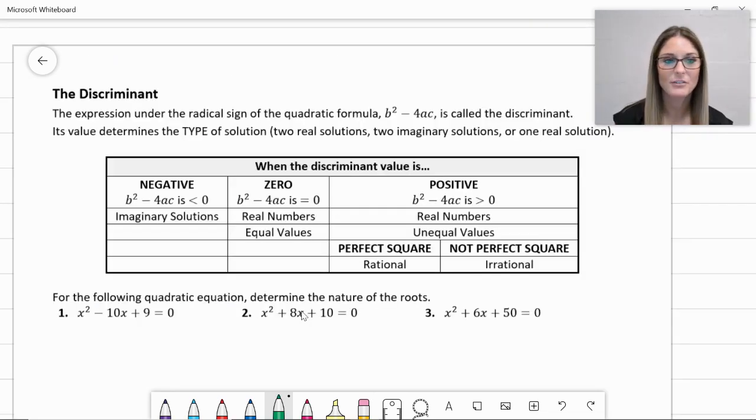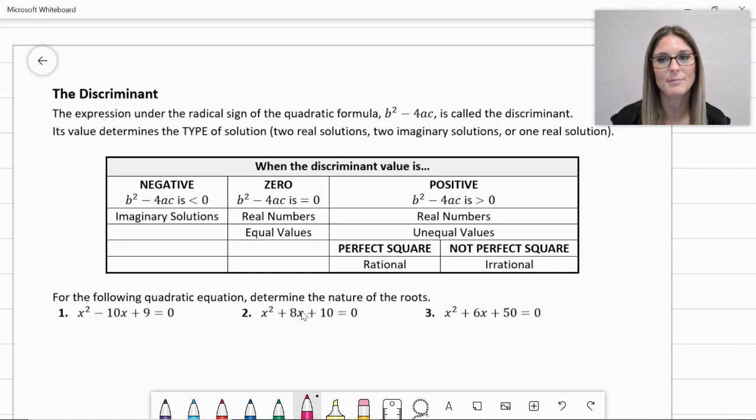All right, the second page of our notes is the discriminant. And bless its heart, the discriminant, it's helpful, but not that often, so we forget about it. We don't use it enough. But I can guarantee you there will be one question on a benchmark on your end of course that's going to ask you about types of solutions.